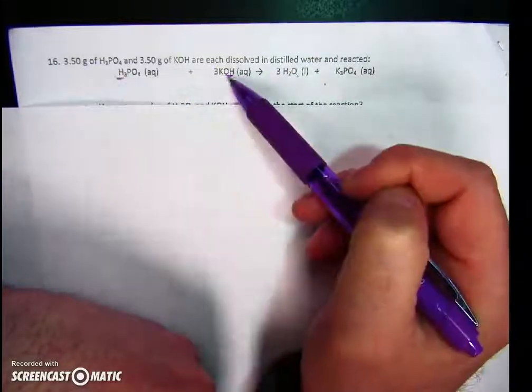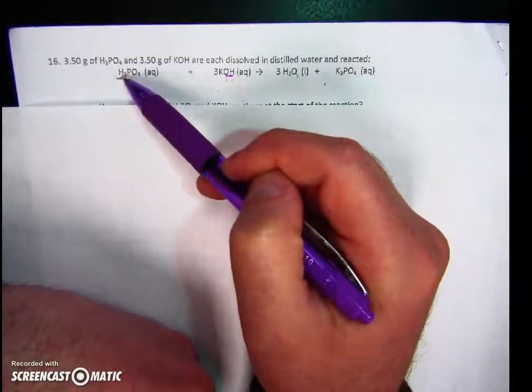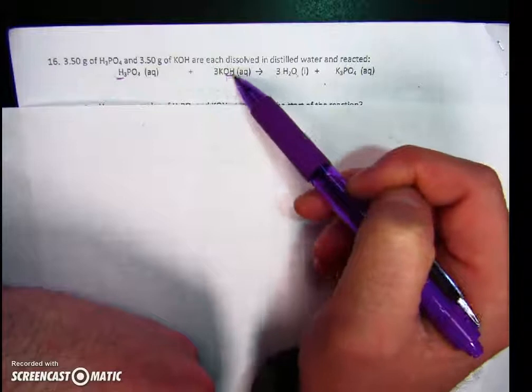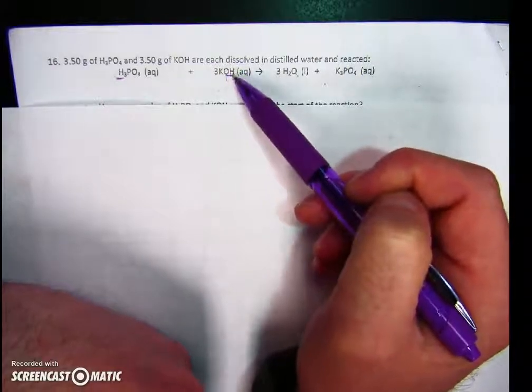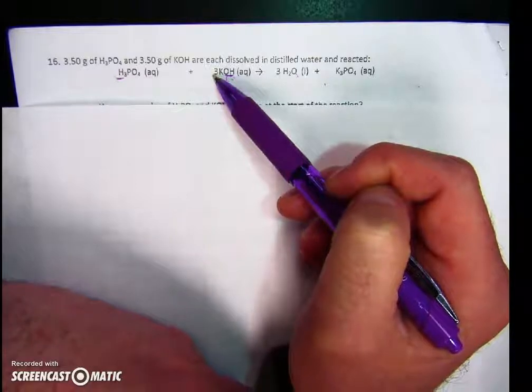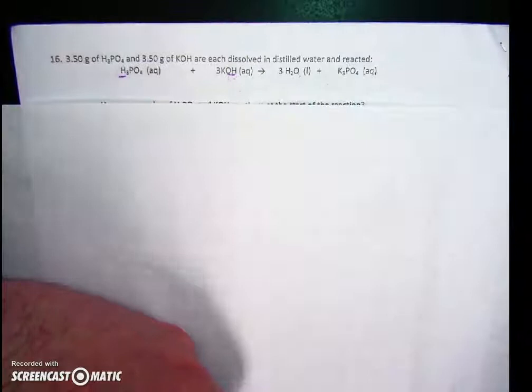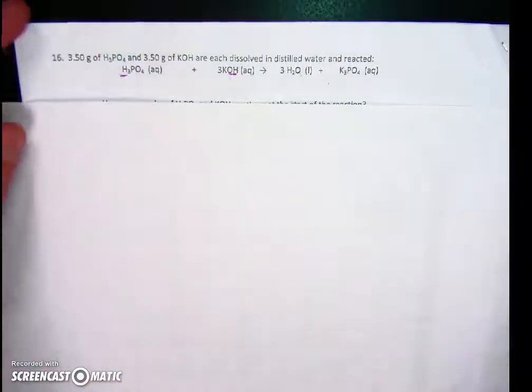HOH is water. However, because there are 3 acidic hydrogens on the phosphoric acid, you need 3 OH groups to neutralize. That's why we need 3 moles of potassium hydroxide, producing 3 neutral waters and 1 molecule of K3PO4, potassium phosphate.